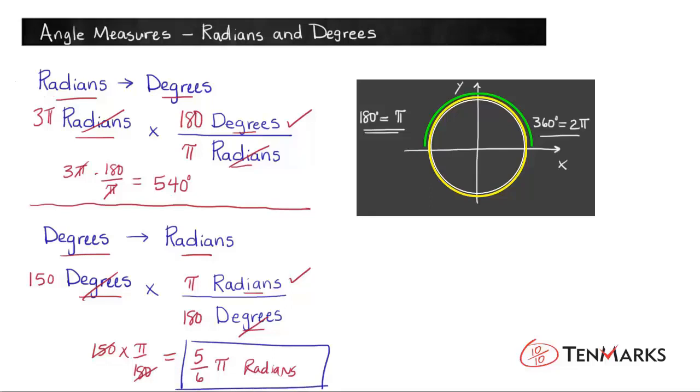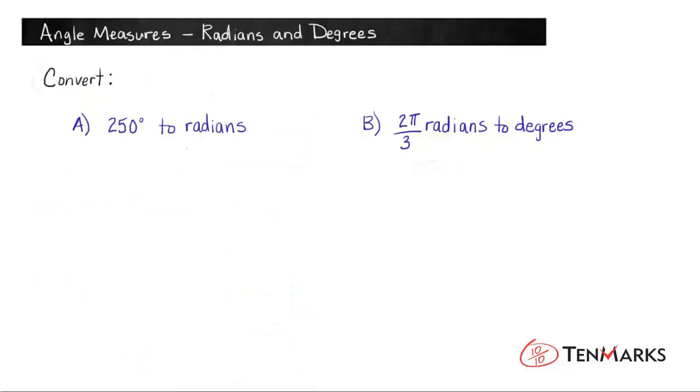Now let's go ahead and practice a couple more conversions and make sure this all makes sense. Let's first convert degrees to radians. So we have 250 degrees we want to convert to radians. Since we want our answer in radians, we know we want radians on the top of our conversion factor. So it'll be 250 degrees times pi radians over 180 degrees. After the 250 and the 180 reduce, we're going to be left with 25 pi over 18 radians.